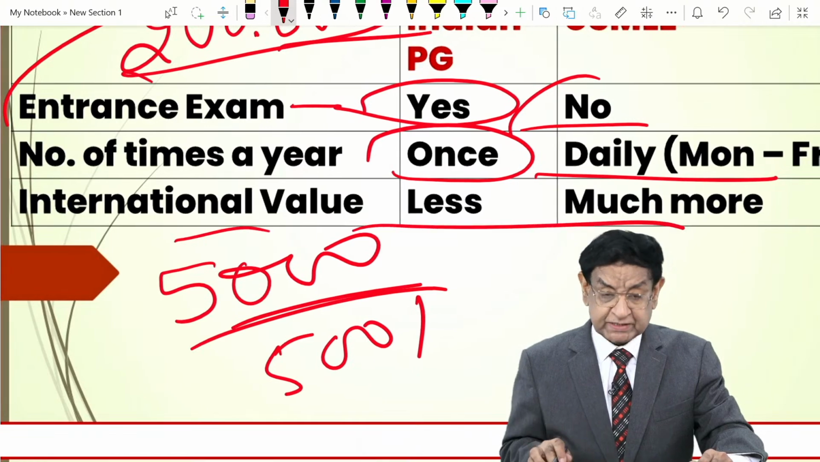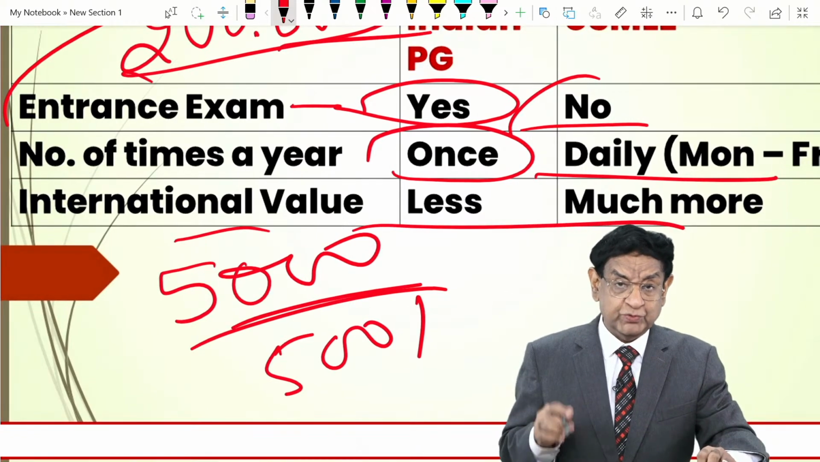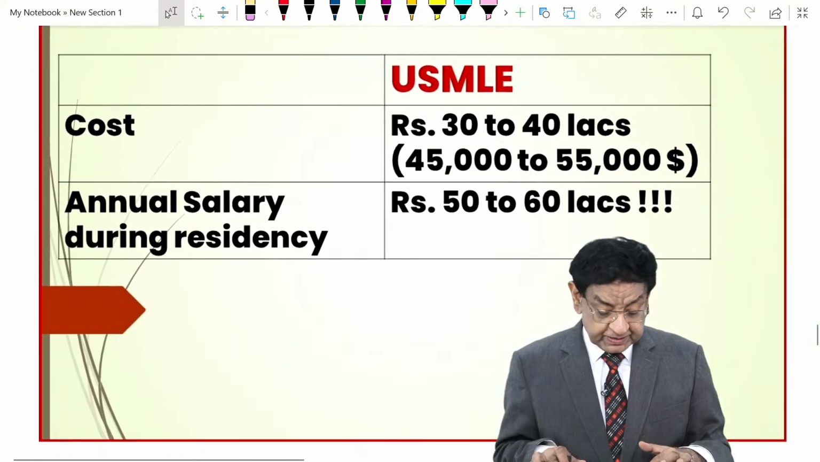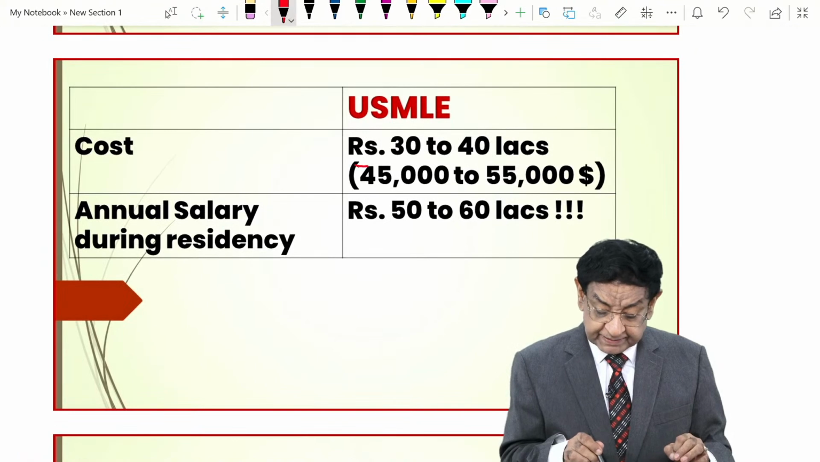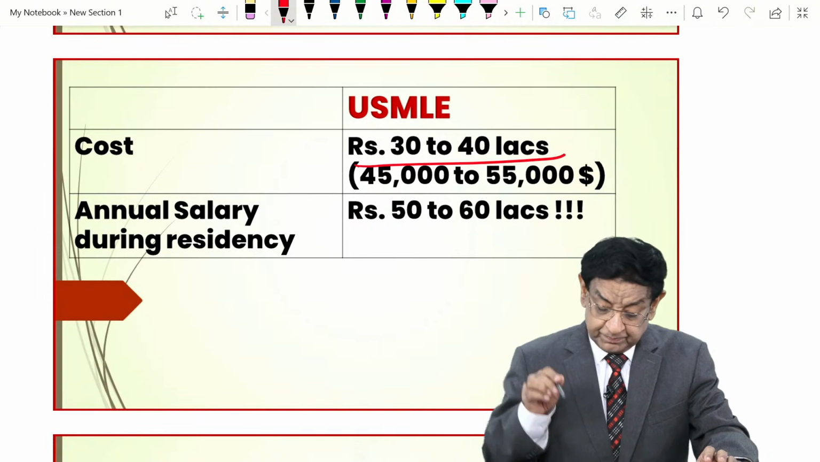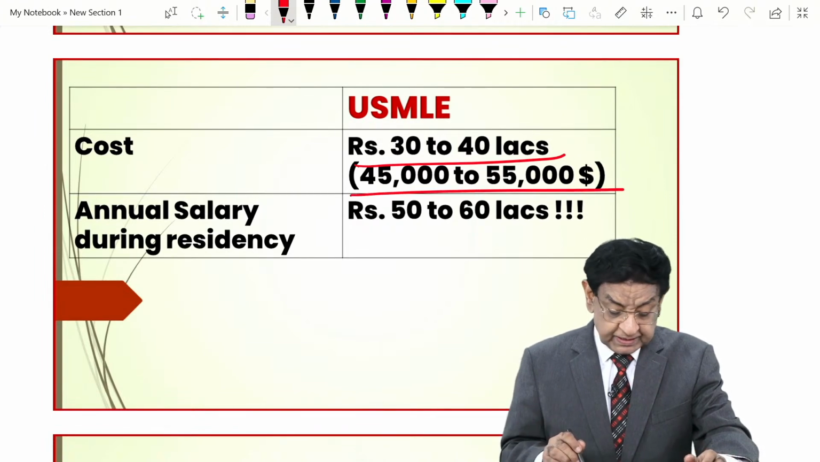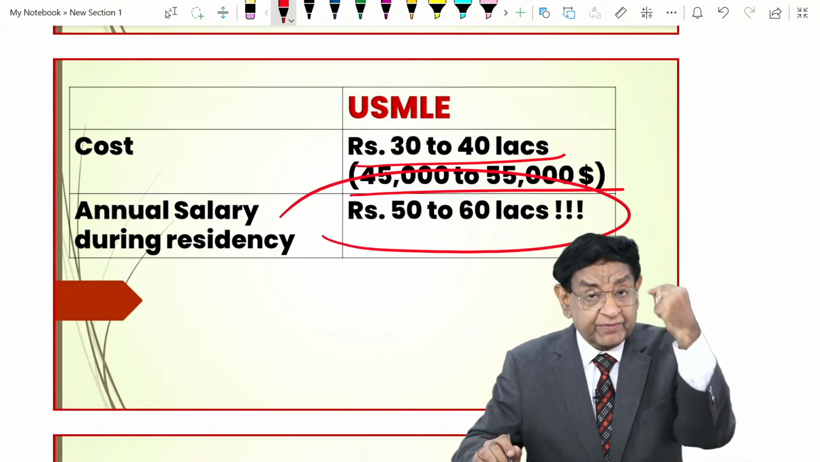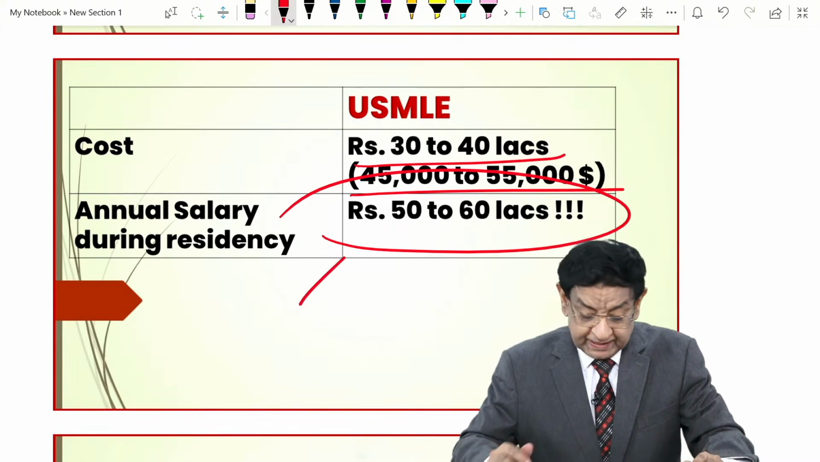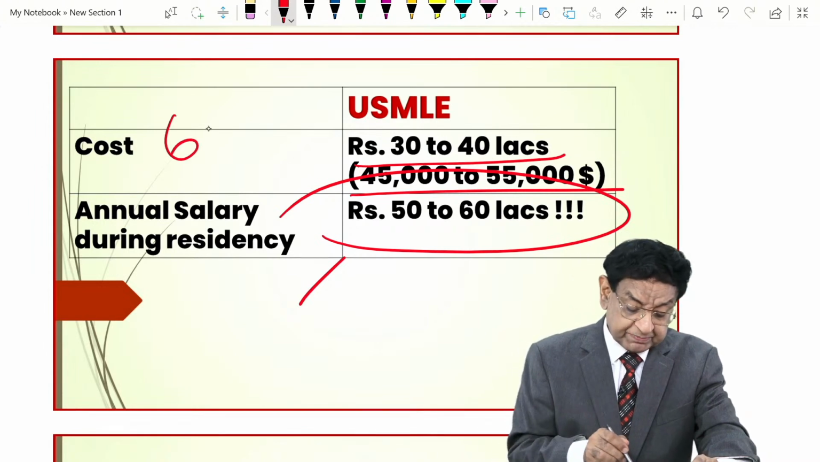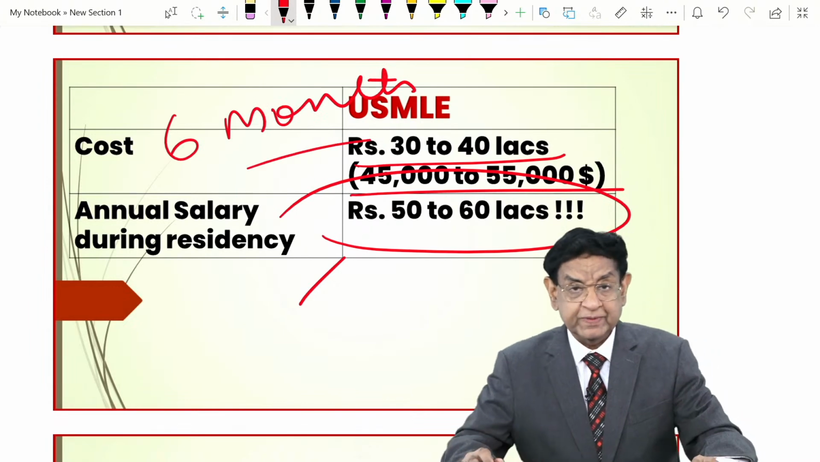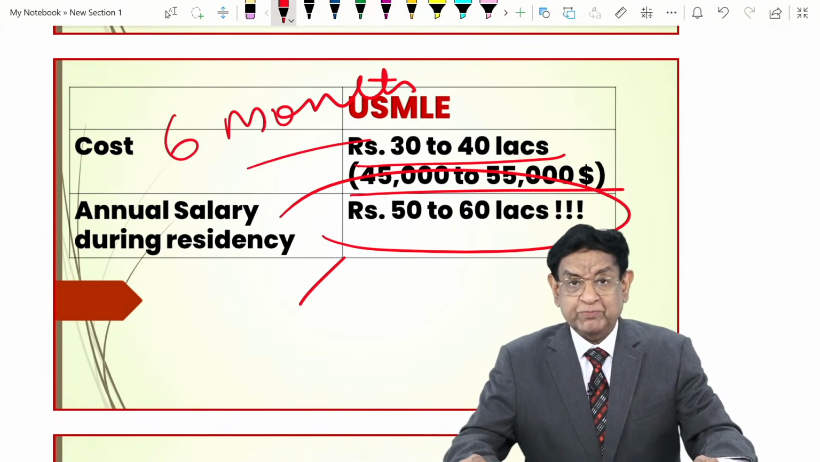International value: much more. Definitely when you are in USA and go for higher studies, then the value is much more. Cost: yes, it's a costly exam. 30 to 40 lakhs are needed, or if you talk about dollars. But the annual salary is such that even when you enter, you start getting this much salary from day one. That means whatever expenses you incur, you can recover in 6 months' time only. And I don't think I need to tell you the salary in India. It is very discouraging, disappointing.